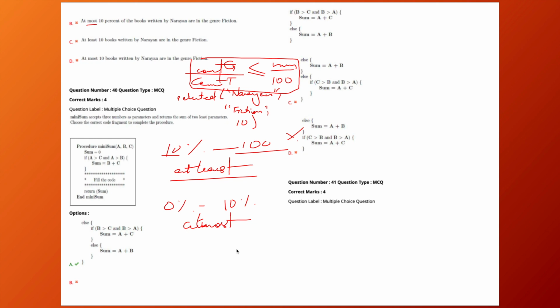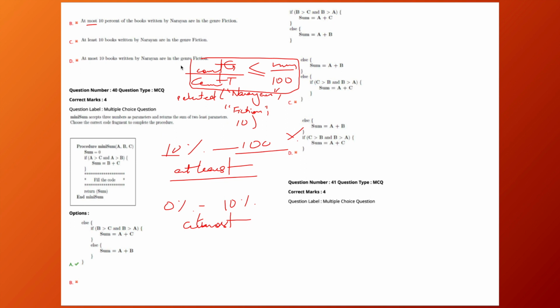Then option C says at least 10 books written by Narayan are in the fiction genre. Definitely not. We're not counting the number of books, we're counting the fraction or the percent of books. So in this case, we are counting percentage. Then the last option says at most 10 books written by Narayan in the genre fiction. Definitely not. We're not counting the number of books, but we're counting the percentage.